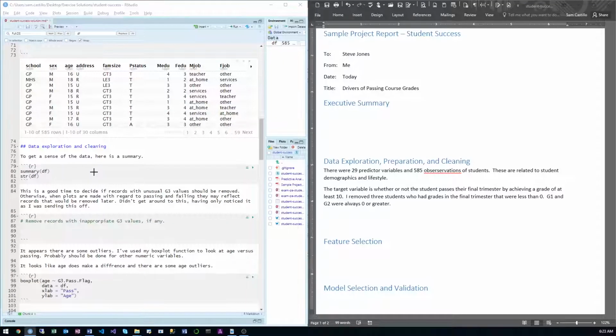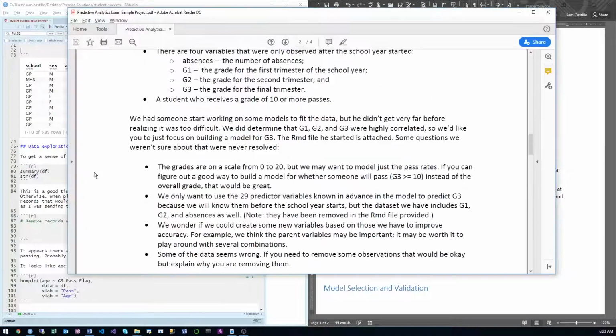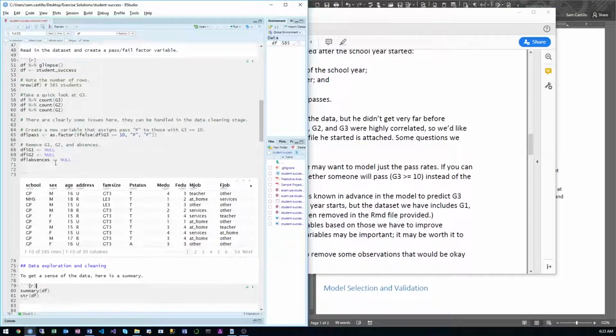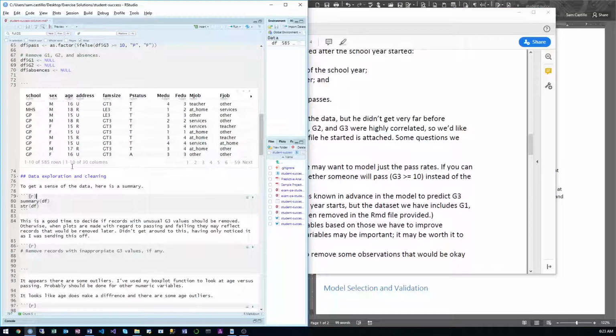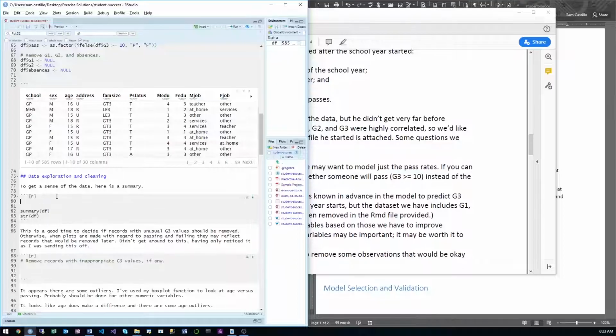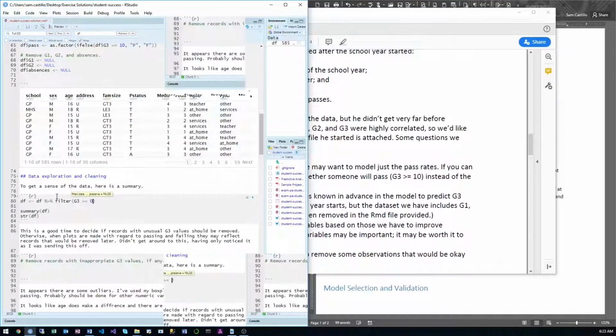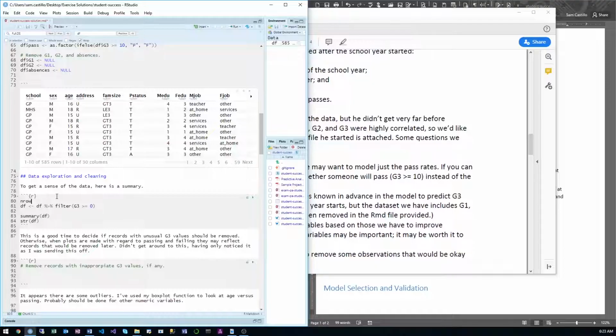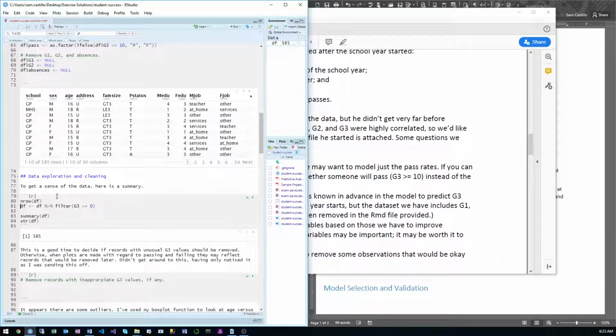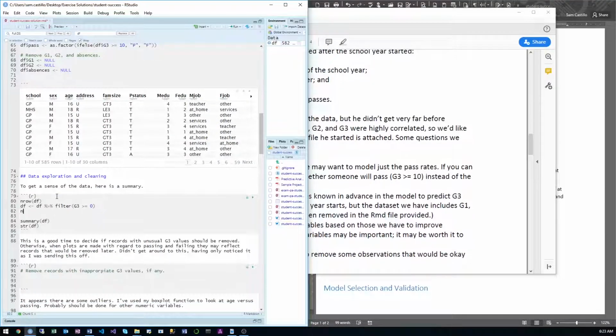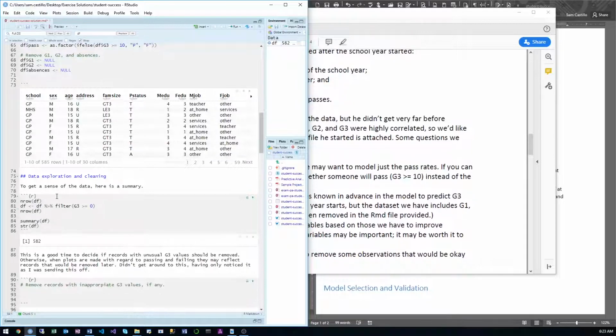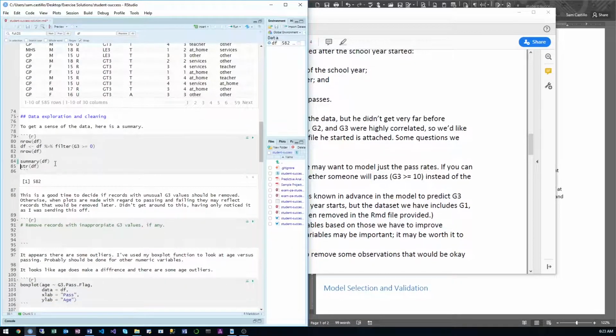Data exploration and cleaning. So I suppose technically you should do all of the exploration and filtering in this RMD section because the grader will expect you to. So I wanted to filter G3 is greater than or equal to 0. And if I look here, I'll see that there are 585, and then there are 582 afterwards.